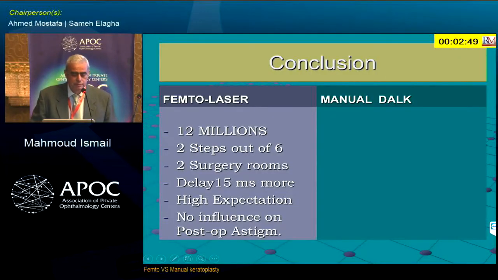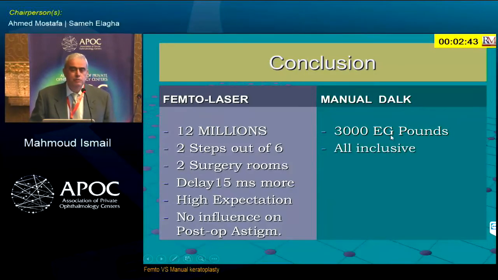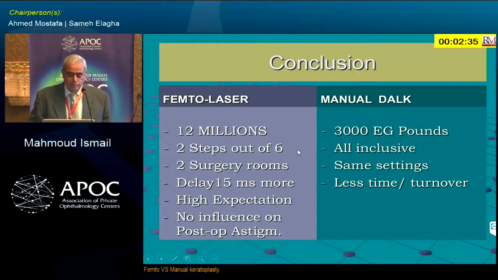To conclude, femtosecond or manual DULC: 12 million against 3,000 Egyptian pounds for each manual case. Only 2 steps are served by this technology, but everything is all-inclusive for you when you do manual surgery.